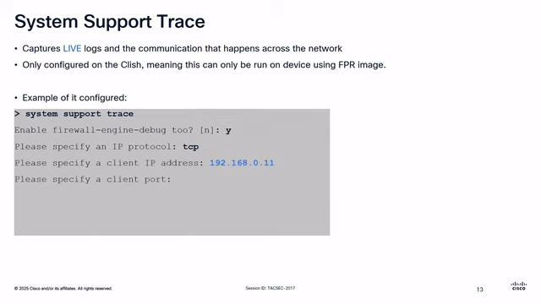Since I don't know my exact client port here, we're just going to bypass this and move forward and put in our server IP, which is Cisco's IP. From there, we're just going to specify our port 2, which is 443. I do note too that with system support trace, this is bidirectional as well, meaning I could switch client and server and it would work just the same, and we will see that traffic too.